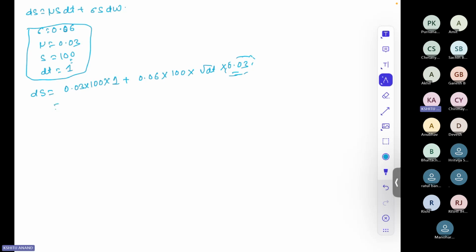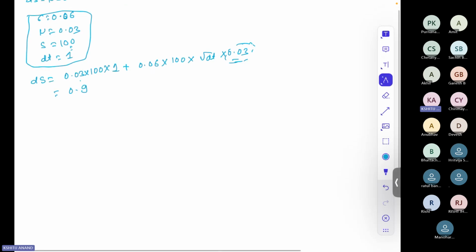Let us say, just for the sake of simplicity, we are not going for exact calculation. Let us say we get ds equal to 0.9. Okay. So what will be the next value of the stock price? Because this is a change in a stock price, which is positive, the next value of S will be 100 plus 0.9, which is 100.9, right?